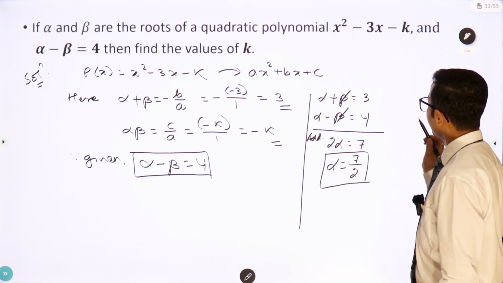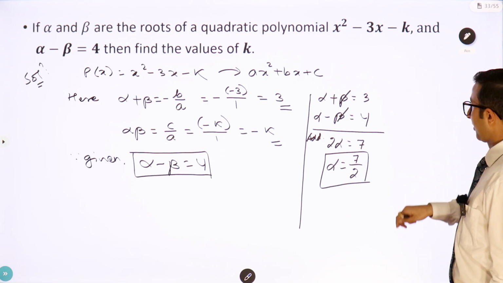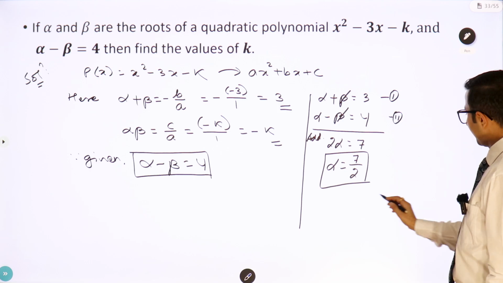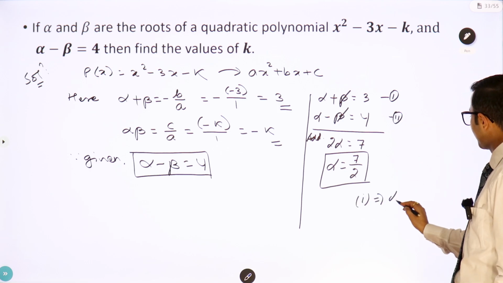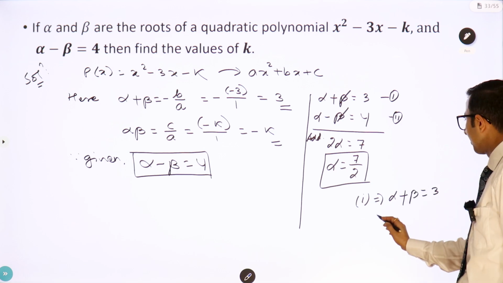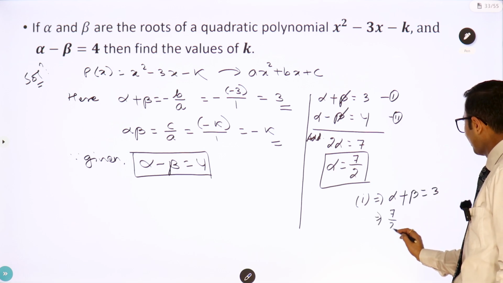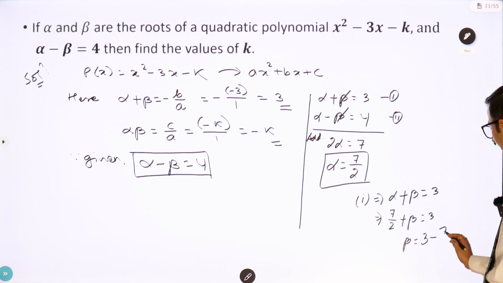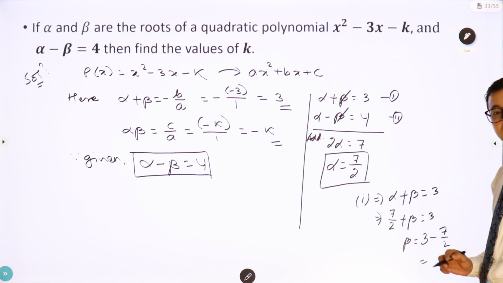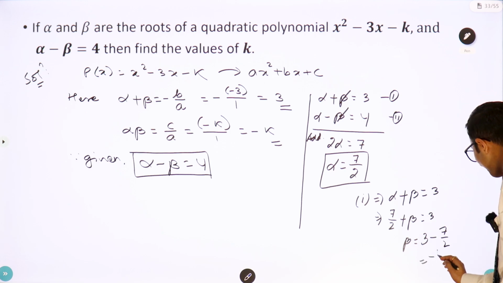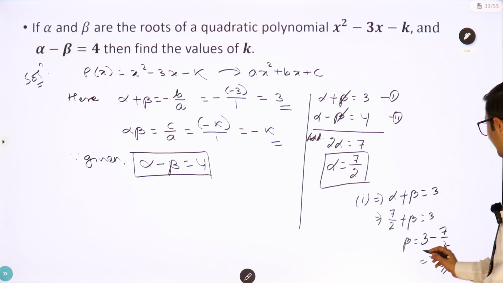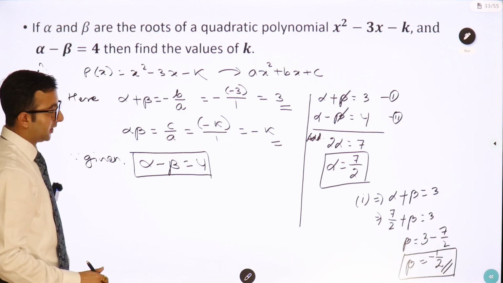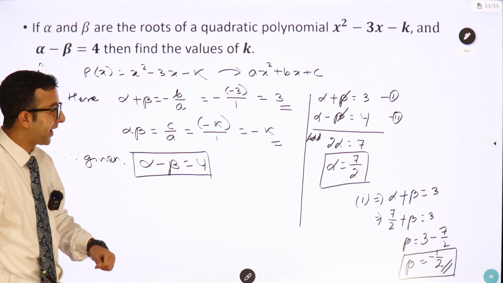Similarly, if you put it in one of the equations, equation 1 says the sum of the roots is 3, that means alpha plus beta, where alpha is 7 by 2, plus beta is equal to 3. So beta will be 3 minus 7 by 2. Two 3s are 6, 6 minus 7 is minus 1 by 2. So we have the value of beta also. Beta is minus 1 by 2. The value of alpha is 7 by 2, and beta is minus 1 by 2.